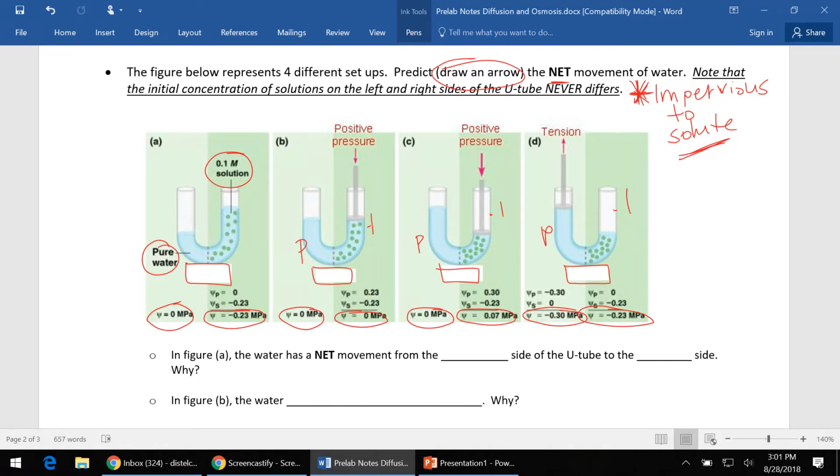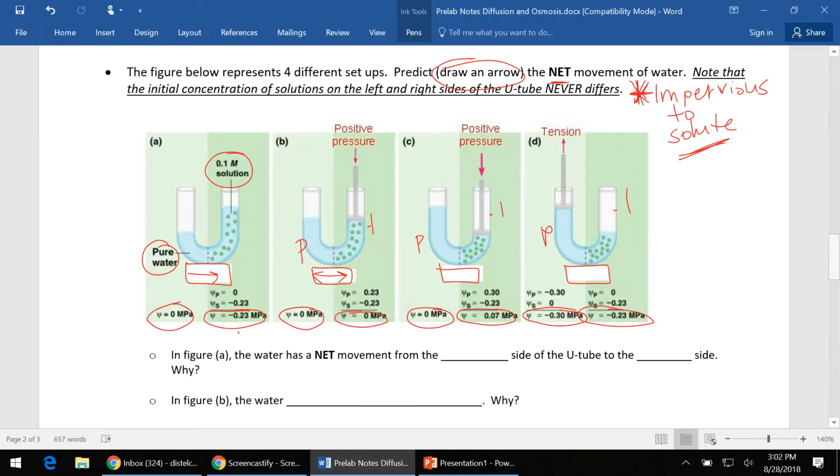In scenario A, on the left side, the water potential is 0, and on the right side, the water potential is negative 0.23. That means that the left side has a higher water potential than the right side, and water will go from high to low. So your arrow should be moving in that direction. In scenario B, again, 0 water potential on the left, 0 water potential on the right. So this one was a little tricky because water would be able to move equally in both directions.